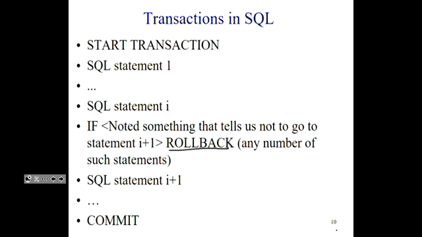So you could have a statement here that says, if you've noted something that tells us not to go to statement I+1, you can roll back. Otherwise, if the customer tells you to do something, you can roll back. If you have a rollback operation, what that means is, if that if condition ends up being true, then the effects of the previous statements are all eliminated, and this transaction effectively does not execute. So this transaction is what is known as aborted. If the transaction ends up being executed, you call that transaction committed.